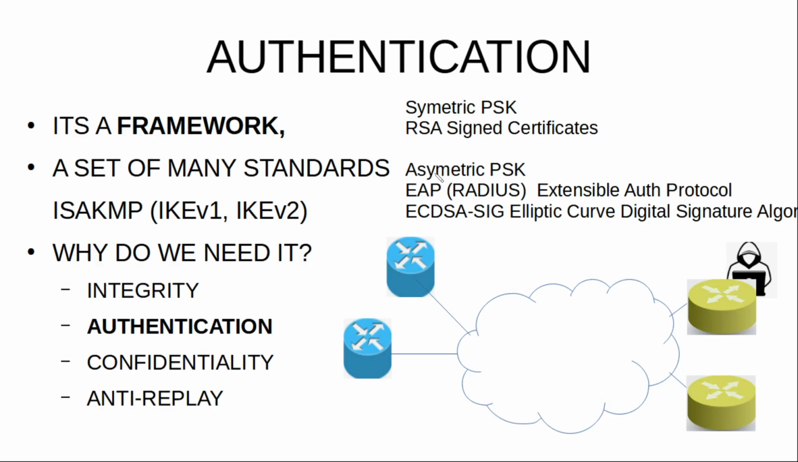Now, we have new ways to perform authentication. These are only available for the recent version of IPSEC, known as IKEv2. We can use asymmetric pre-shared keys. We can use Extensible Authentication Protocol now, so we can use a RADIUS server to perform authentication, or we can use elliptic curve digital signature algorithms, only available for IKE version 2. Symmetric PSK or signed certificates are now considered to be the old ways to authenticate.